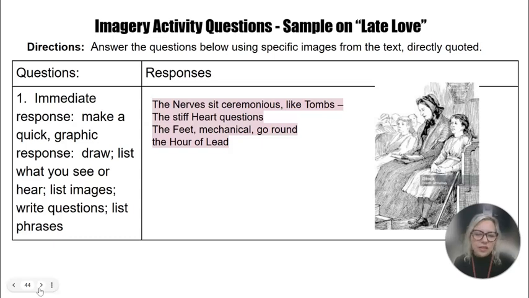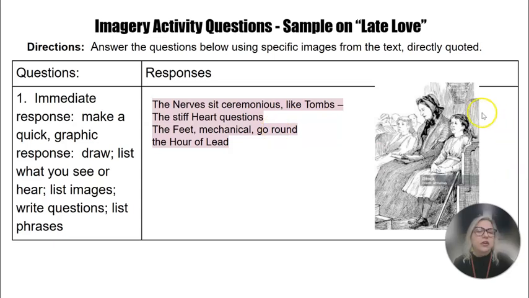Okay, so let's tackle these questions now. The first question, and you can write whatever you like. You can use any of my examples or not. And I haven't finished all of these questions, so you will have to finish some of them on your own. So the first is an immediate response. Make a quick graphic response. Draw, list what you see or hear, list images, write questions, list phrases.